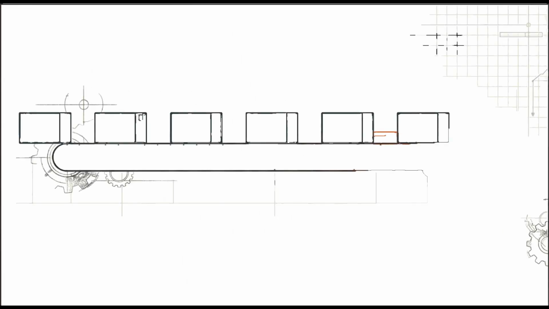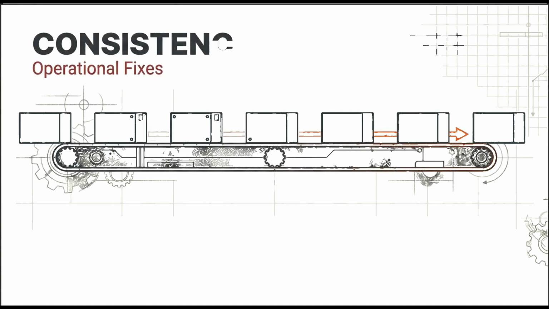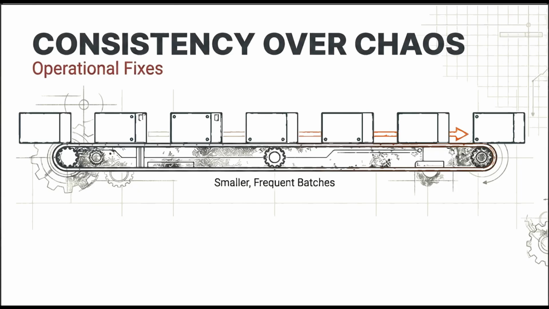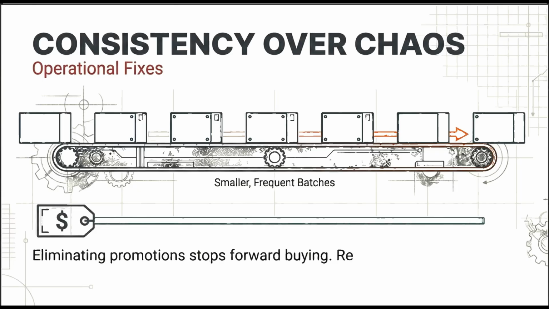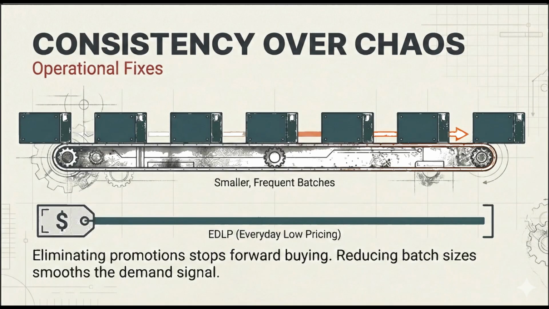Solution number 3, everyday low pricing. No promotions means no forward buying. Walmart uses this. Stable prices create predictable demand. Solution number 4, smaller, frequent orders. Order 250 units weekly instead of 1,000 monthly. Creates smoother demand signals.